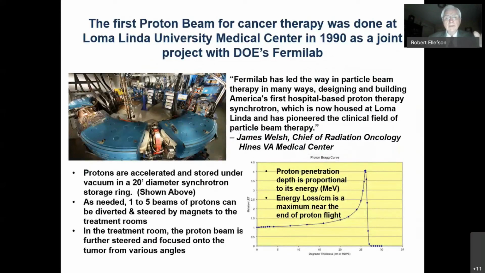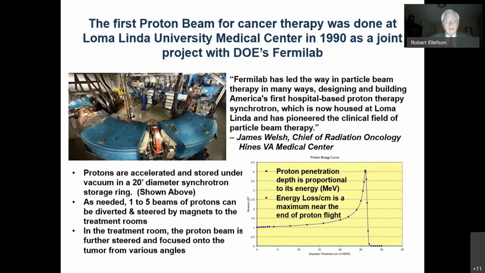Going down to the last one here, the first proton beam for cancer therapy was done at Loma Linda University in 1990 as a joint project with DOE's Fermi Lab. Fermi Lab is about 30 miles west of Chicago, and it is a high-energy lab, much like CERN and installations like that. But they know how to build synchrotrons, which are proton storage devices that are used for high energy experimental physics, or in this case, protons are used for cancer treatment.